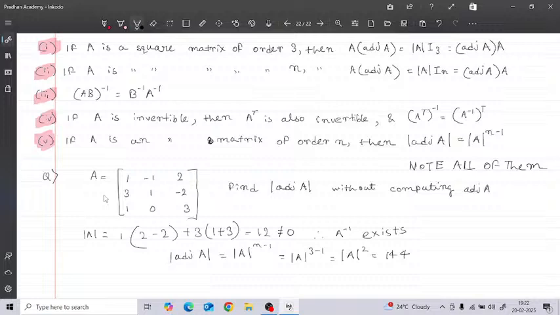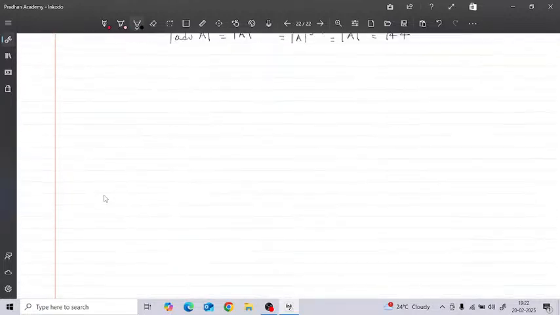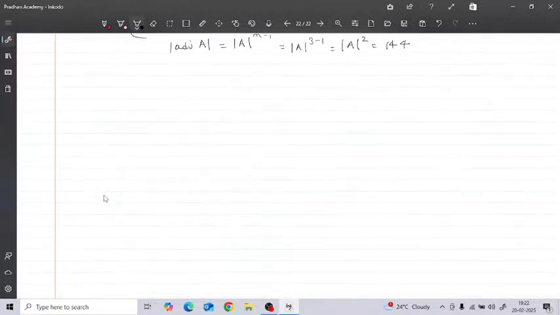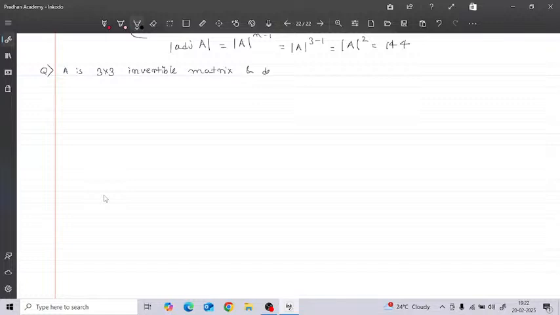Let's move to the next question. It is given that A is a 3 cross 3 invertible matrix, and determinant of A inverse equals to determinant of A to the power k. Find k.